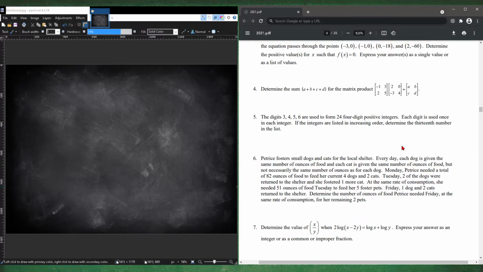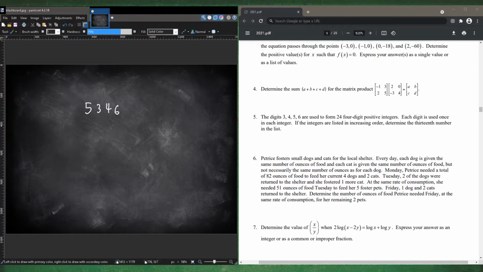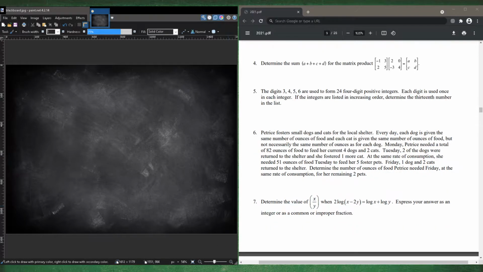I noticed that 24 divided by 2 is 12, so the 13th is just the first one after 12. After halfway, we're looking for that first number. Halfway is where we start with a 5, because 3 and 4 come before, so 5 is afterwards. That's our first digit. Now the 13th would be with the 5, but the smallest one with the 5. That will be with 3, 4, and 6 in that order, because that's the smallest with the 5. That's our answer for question 5. So it just takes a little bit of logic.